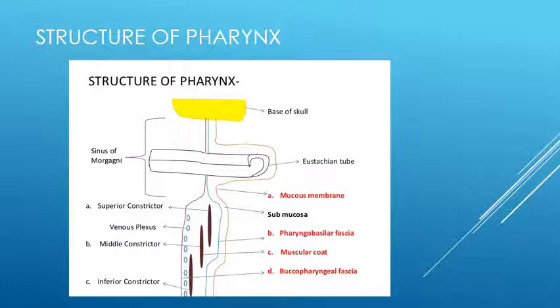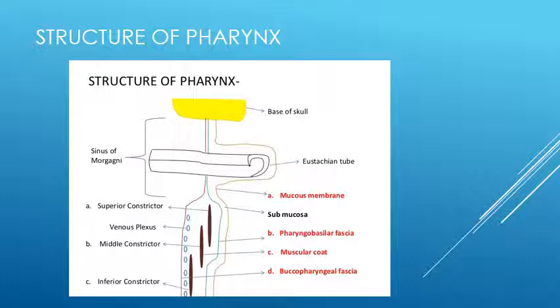So this is the mucous membrane, then the submucosa, then the fibrous coat or fibrous sheet. It is thick above, forming the pharyngobasilar fascia, which lies internal to the constrictor muscles. Then we come to the muscular coat. The muscular coat consists of an outer circular layer which is made up of the 3 constrictors: the superior, middle, and inferior constrictor muscles.